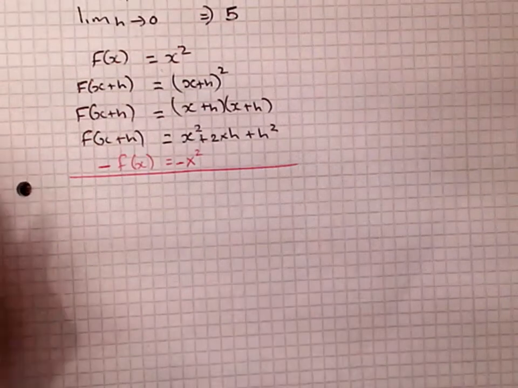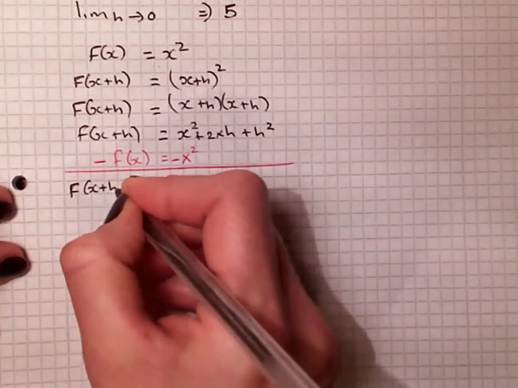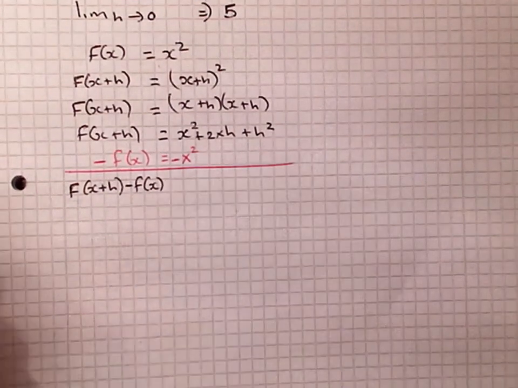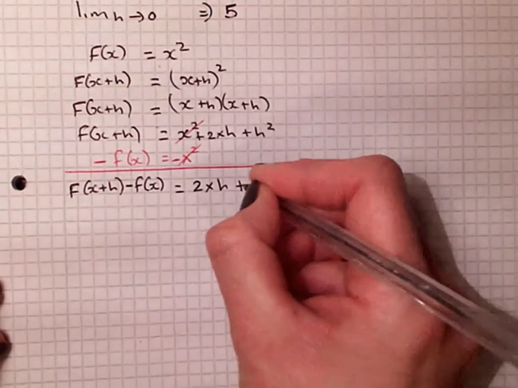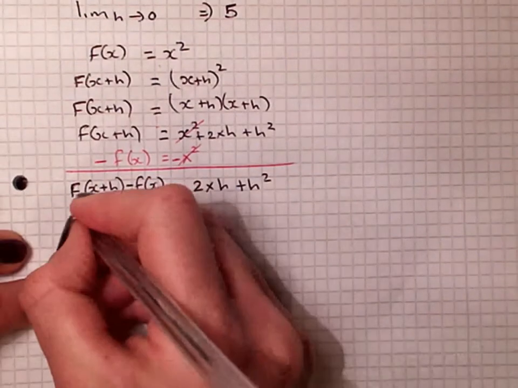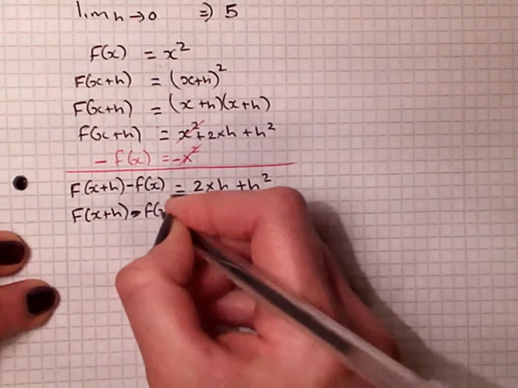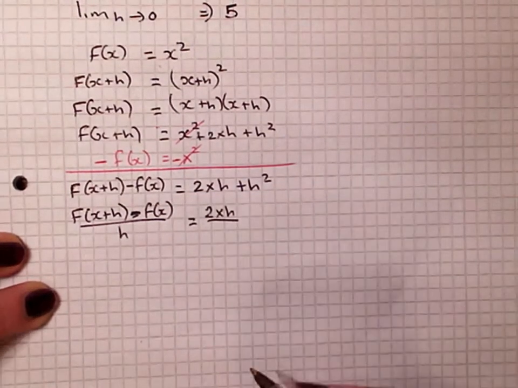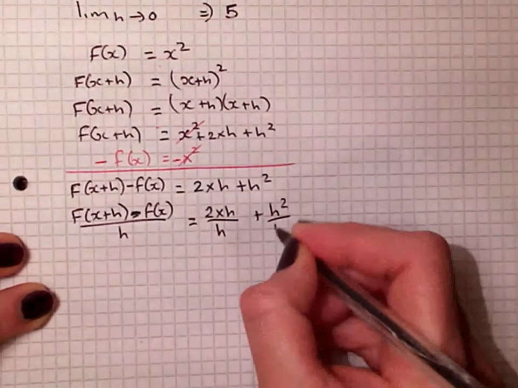So add the two lines together, so you end up with f of x plus h minus f of x, and your x squared and your minus x squared cancel, and you're left with 2xh plus h squared. Step 3 then, divide by the change, which is h. So take each term individually, 2xh divided by h plus h squared divided by h.